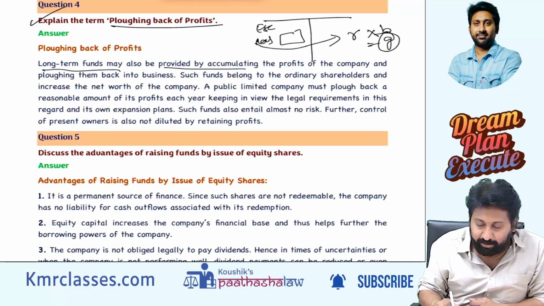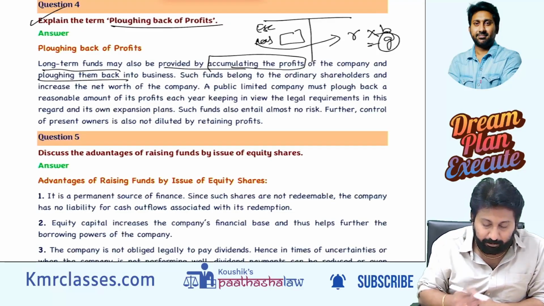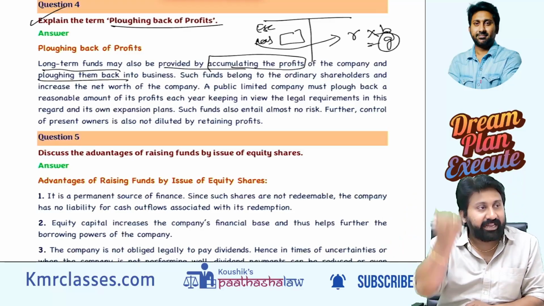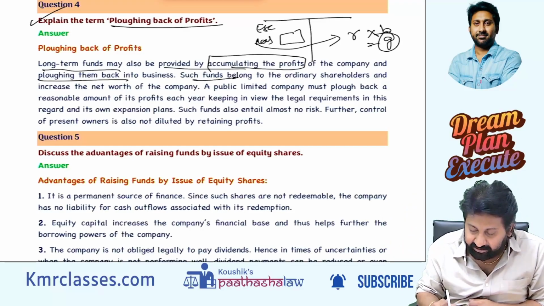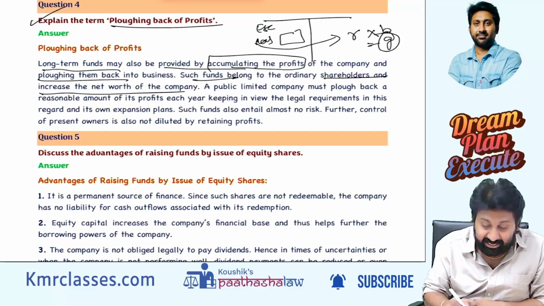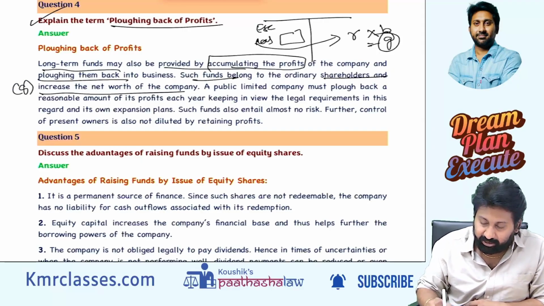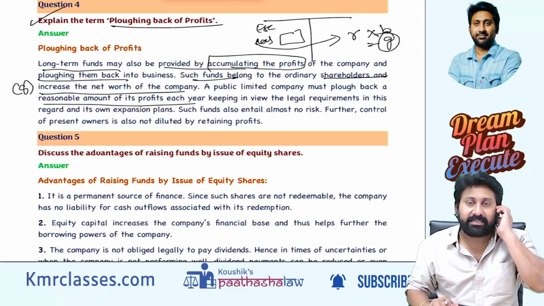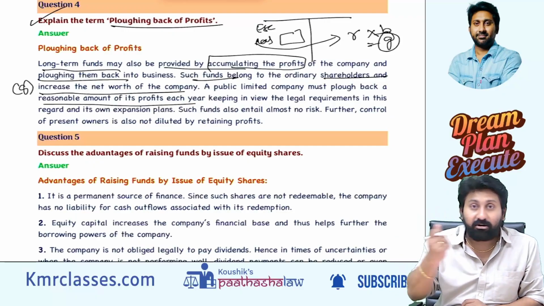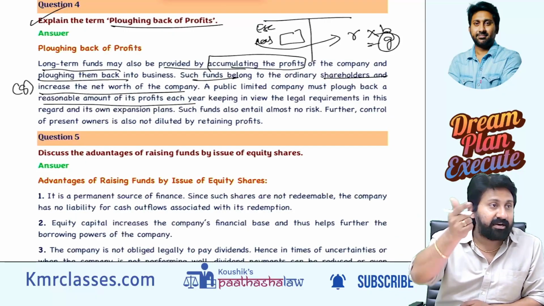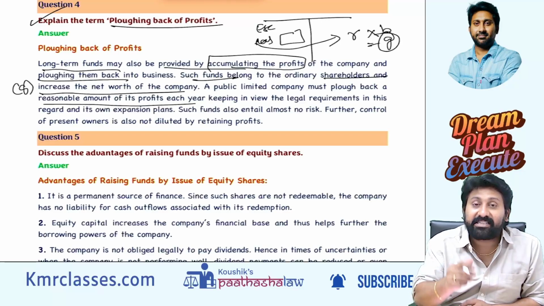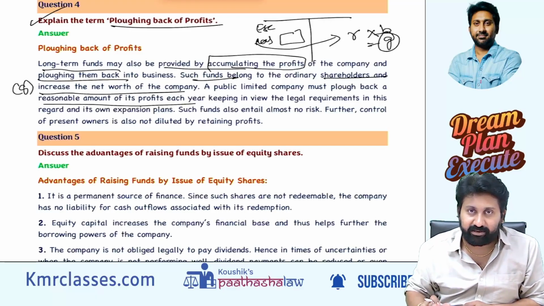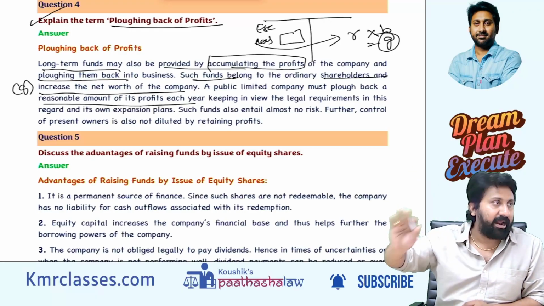Long-term funds may be provided by accumulating the profits of the company and plowing them back. So accumulated profits means the reserves will be plowed back. Plowing means digging from down below. Such funds belong to the shareholders. Obviously, net worth increases because there is growth. A public limited company must plow back a reasonable amount of profits each year. But reserves and surplus you cannot always draw back; there are certain conditions given in the Companies Act, because reserves and surplus are nothing but the profits belonging to the equity shareholders. Therefore, you have to comply with the Companies Act.